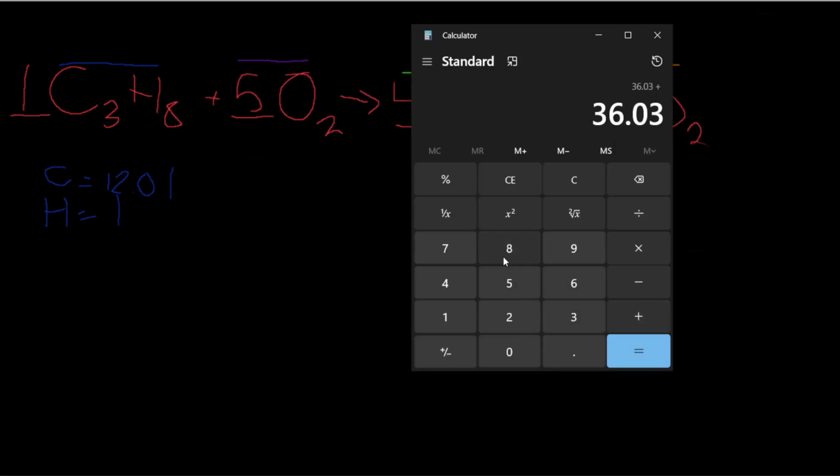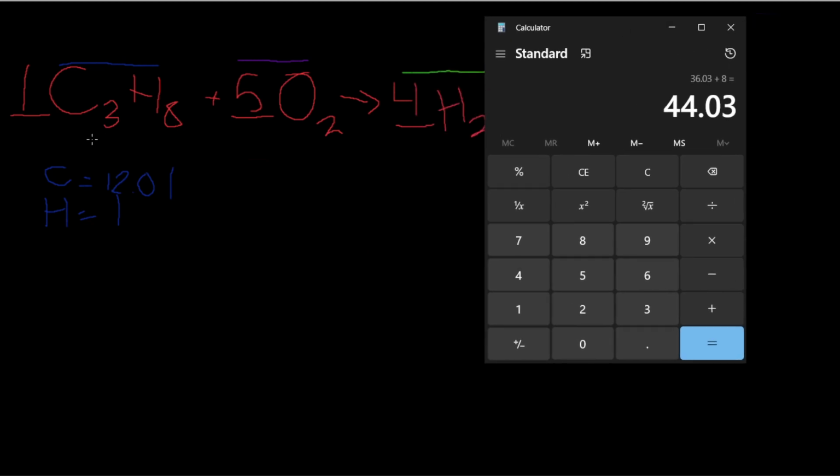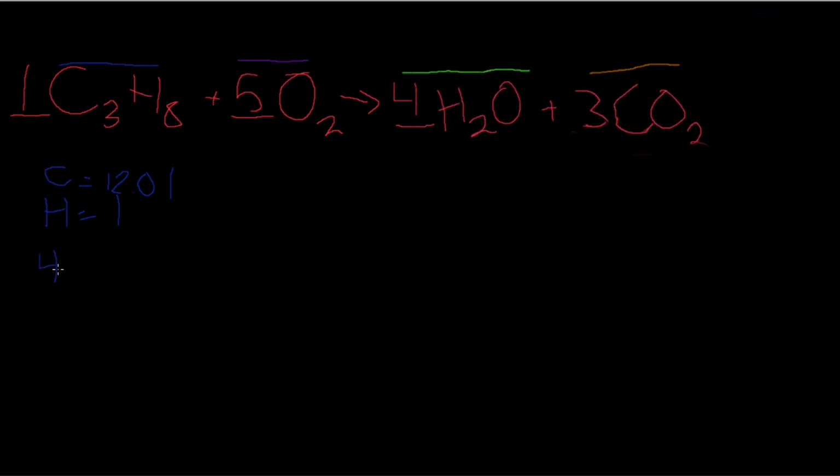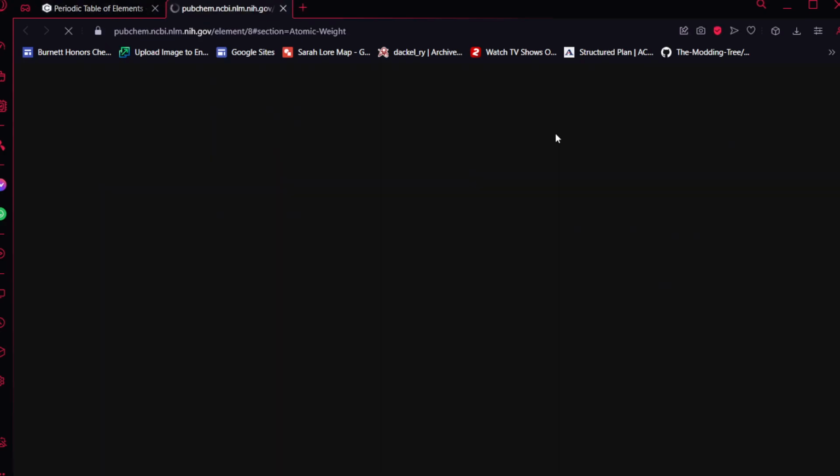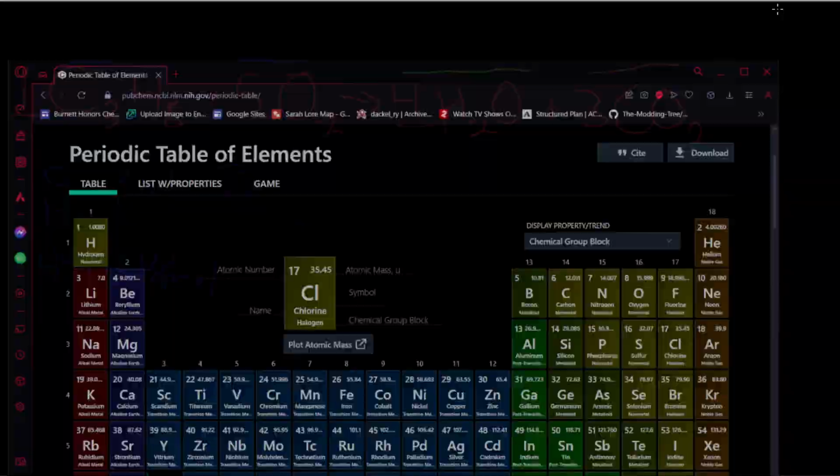So, plus 8. That means the molar mass of blue is 44.03 grams per mole. On to purple. Oxygen. Actually, oxygen's molar mass is, I think, 16. Whatever, that's close enough to 16. So 16.